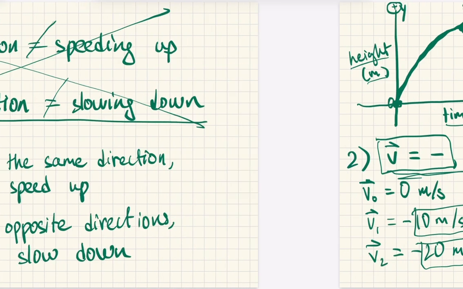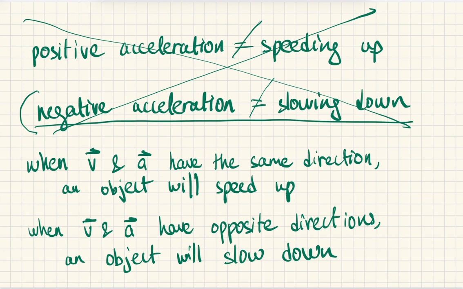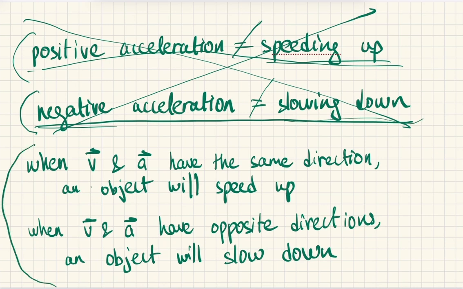Hopefully that was helpful. Remember that positive acceleration does not necessarily mean something's speeding up, and negative acceleration doesn't mean that something is necessarily slowing down. It's all about the relationship between velocity and acceleration, which indicates whether the object's speed is going to increase or decrease. Okay, so speed increase or speed decrease.